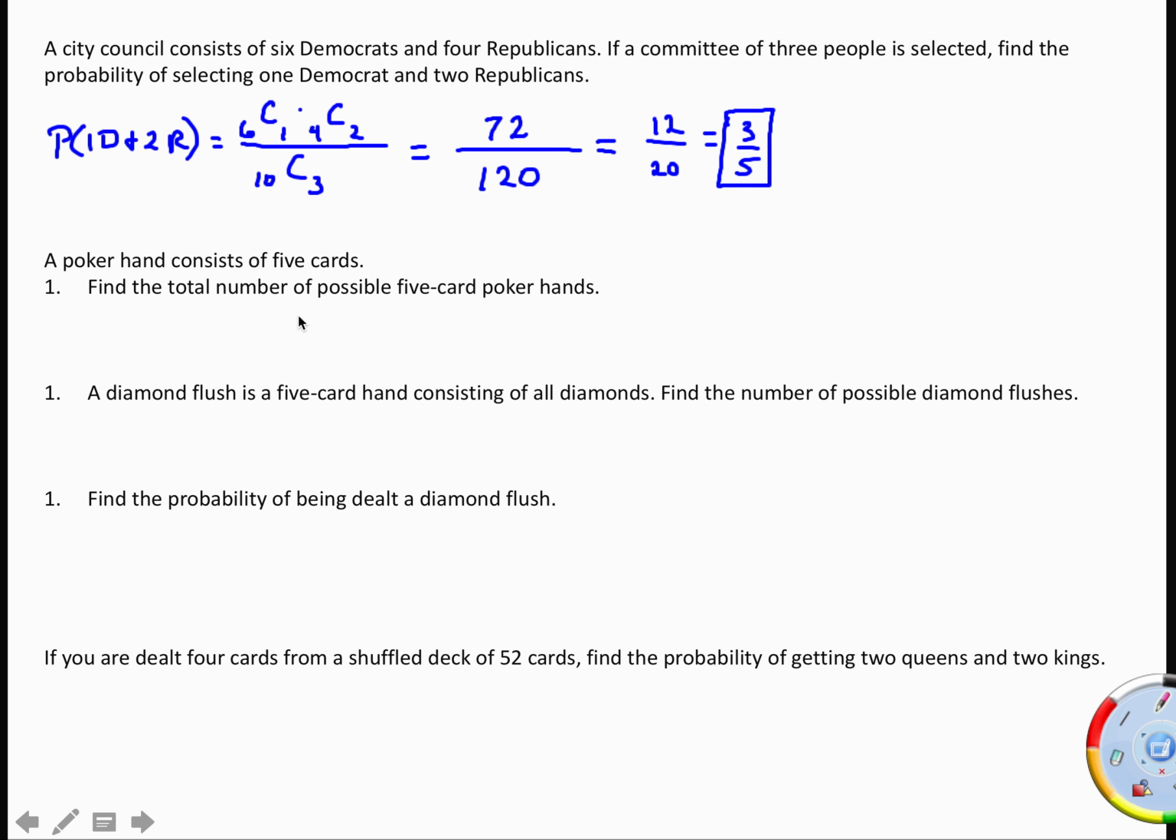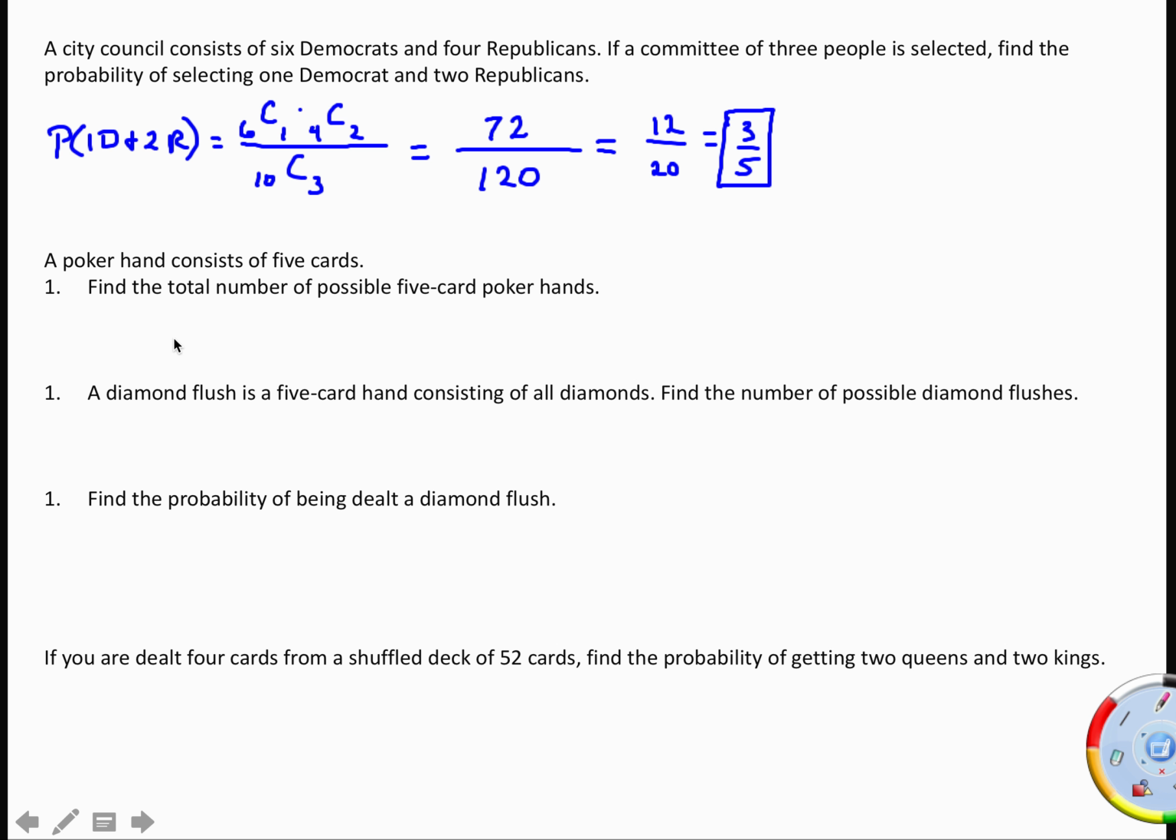A poker hand consists of 5 cards. Find the total number of possible 5-card poker hands. Okay. Now, it's asking me the total number. Didn't ask me the probability, right? Pay attention to that. Is it asking the number or the probability?